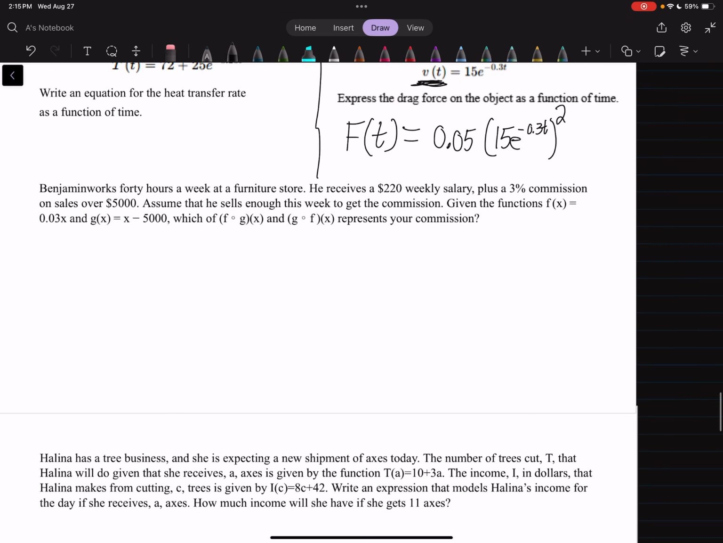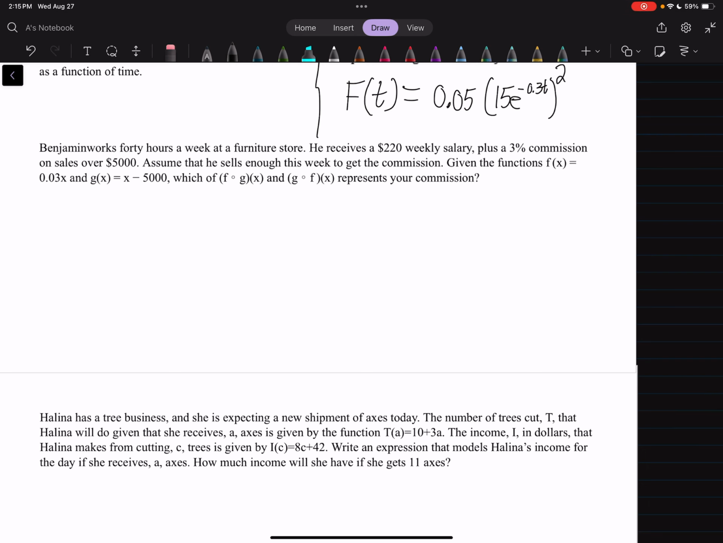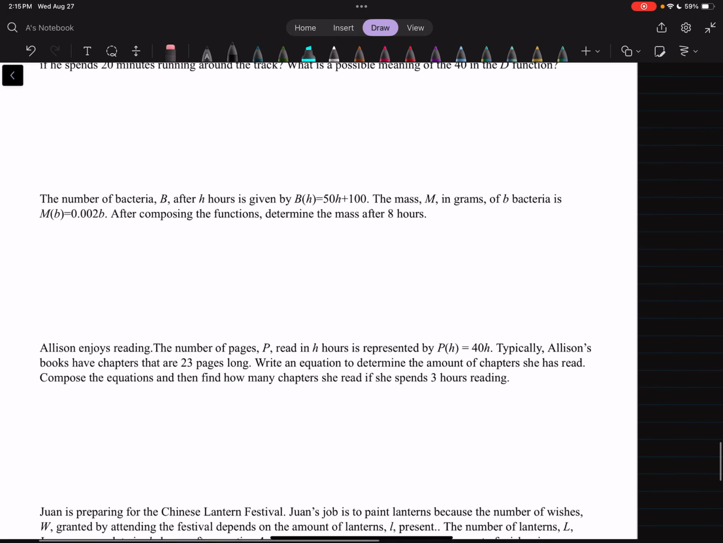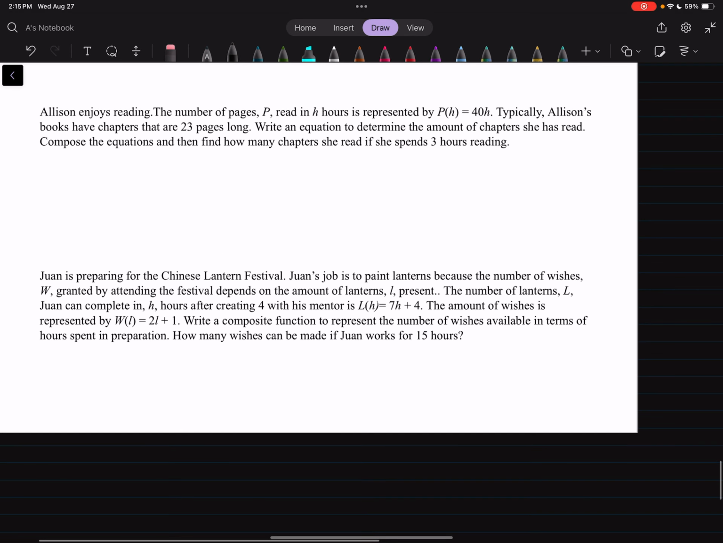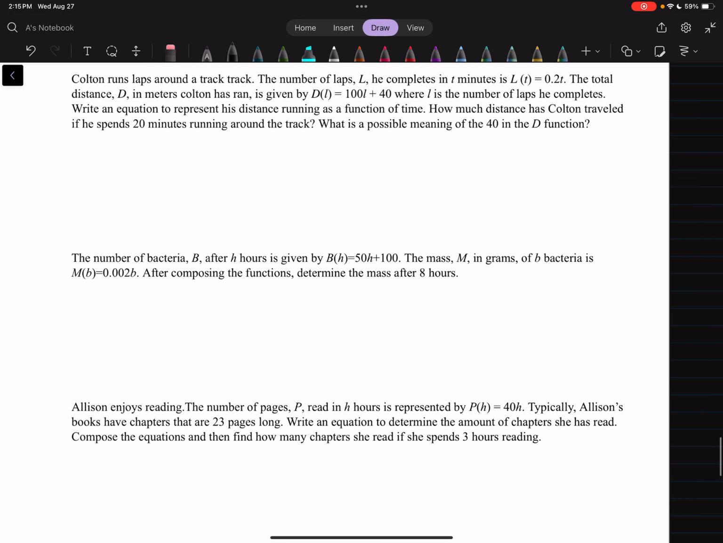Let's move on. You have several word problems to do. I'm going to work two of them. I'm going to work the first one on this page and one of those. Probably the number of bacteria.